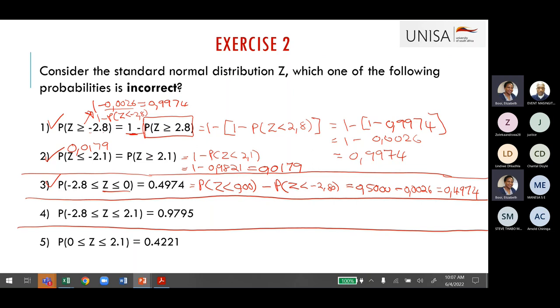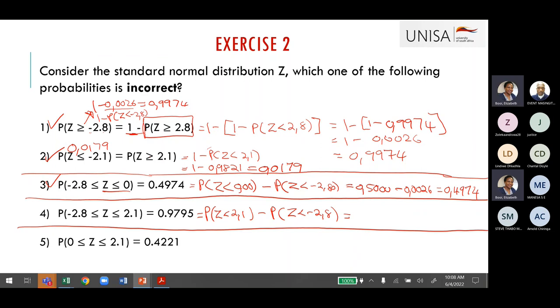Then we go to number four. Number four says the probability of between. So we're going to find the probability of the second one first: the probability of Z less than 2.1 minus the probability of Z less than minus 2.8. We did find the probability of Z less than 2.1, which we did here, remember? And we found that was 0.9821. So I don't have to go to the table because some of these values, as you go along, you have already found them.